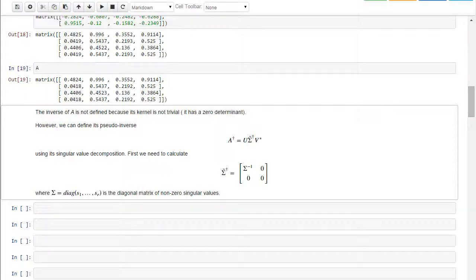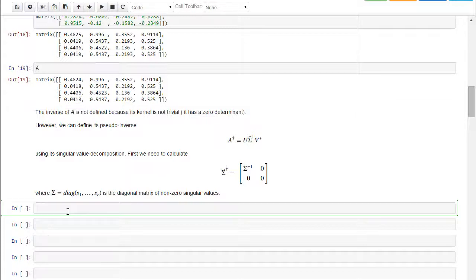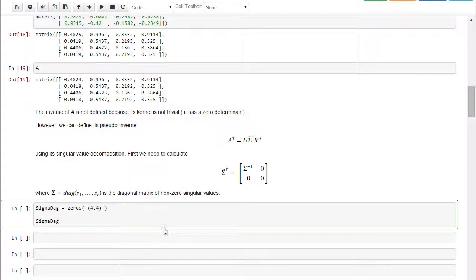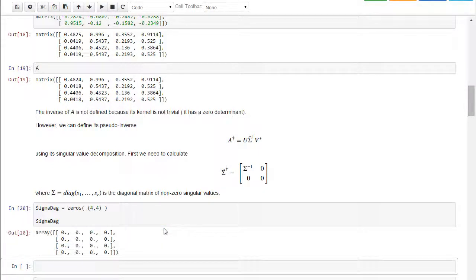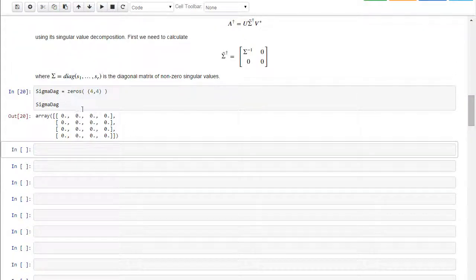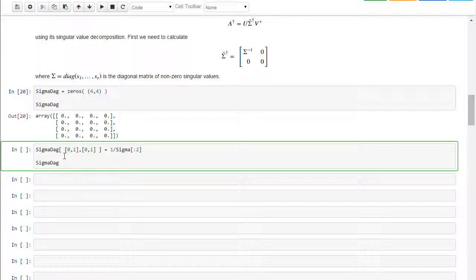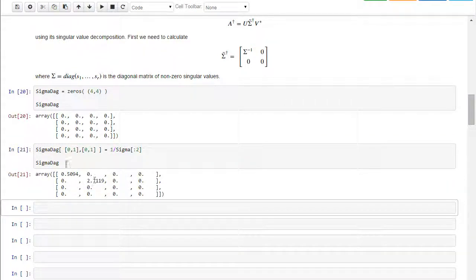So let's create the pseudo inverse here. Okay, and so that looks something like that. If we create a matrix of zeros, and then next, notice what I'm doing is I'm taking the diagonal entry 0, 0, and 1, 1, and I'm setting that equal to 1 over sigma. And so that produces the sigma dagger.